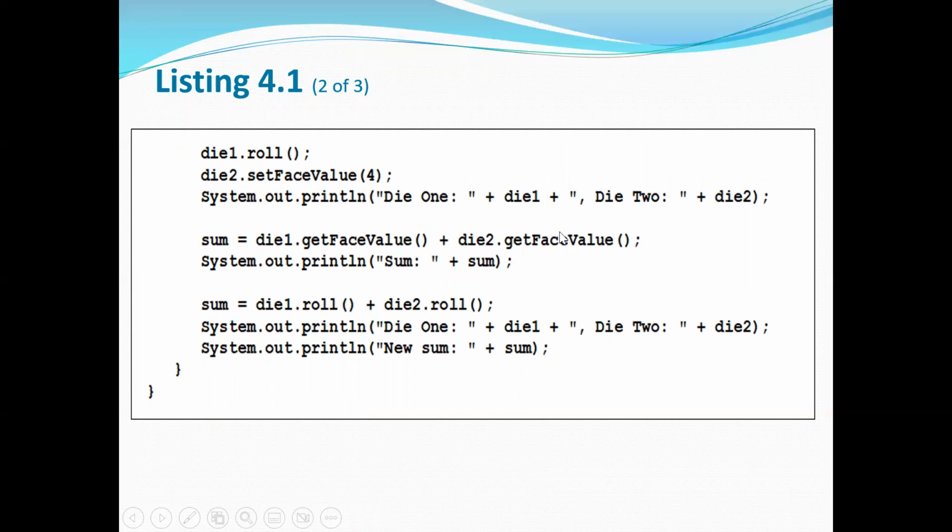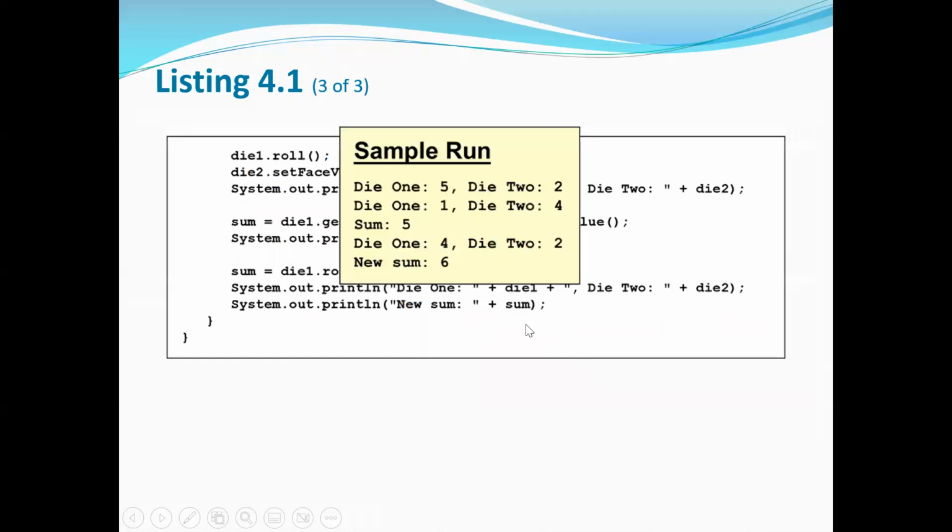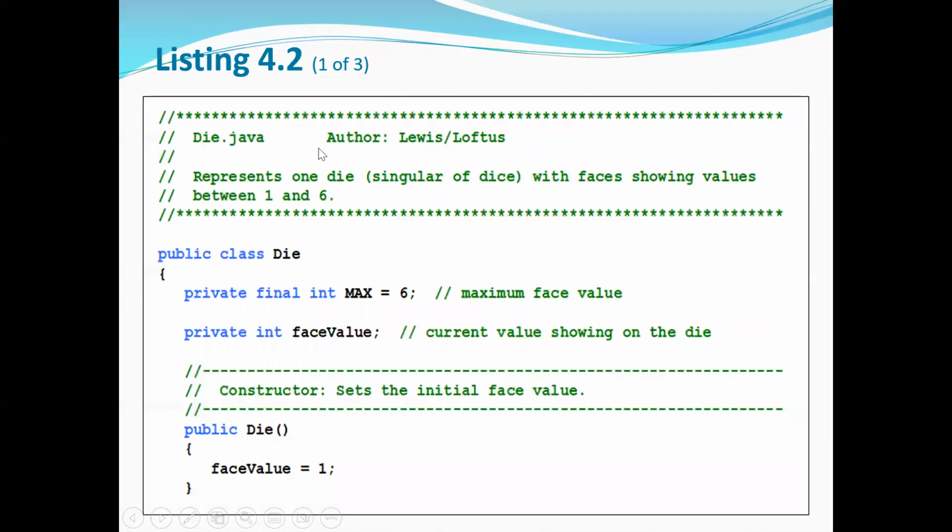So this method also will be in the Die class. We'll see it in a few seconds. Then we print the sum. Then we sum die1, we wrote die1 and die2, we sum the result and we print it again. So the most important thing is, let's go straight to the Die.java. So this is our class named Die.